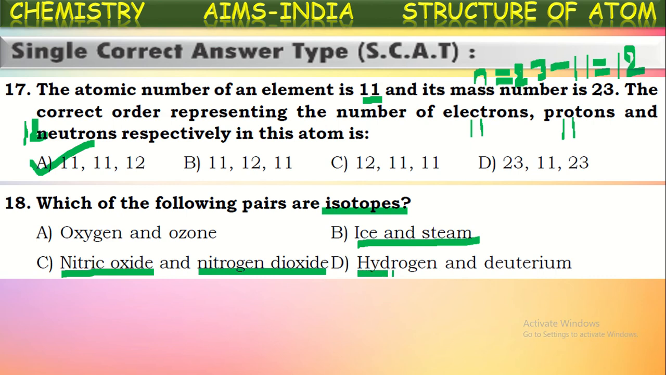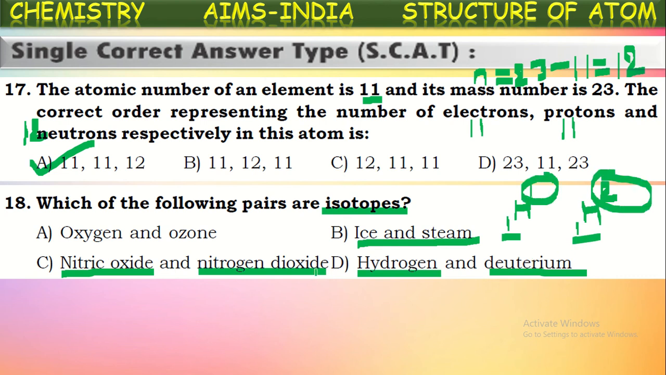If you observe hydrogen and deuterium, these two are isotopes of hydrogen. They have the same atomic number but different mass numbers. So hydrogen is represented like this with atomic number 1 and mass number also 1. Whereas deuterium is represented like this: atomic number 1 and mass number 2, because this deuterium exists with one neutron, whereas normal hydrogen has no neutrons. Now if you observe these two, they have the same atomic number but different mass numbers. That's why these are called isotopes. This is the correct answer.